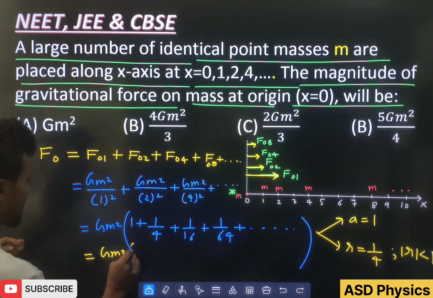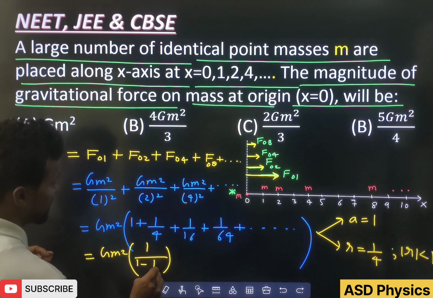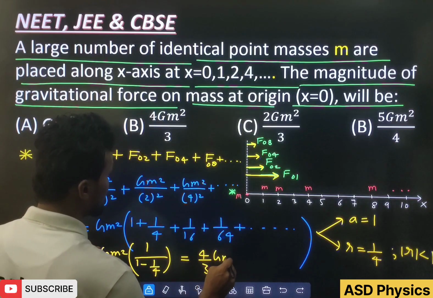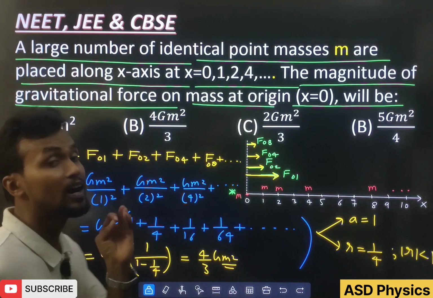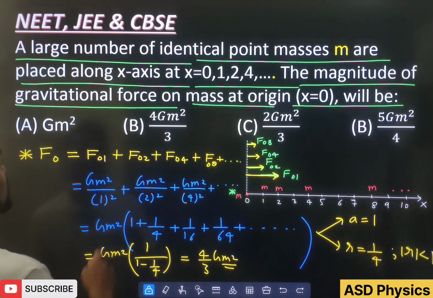We can use the formula A by 1 minus R. A value is 1, 1 minus R value is 1 by 4. So when you simplify this, it will come as 4 by 3 Gm square. Which formula was used? S equal to A by 1 minus R. Okay, so 4 by 3 Gm square. The correct option is option B.